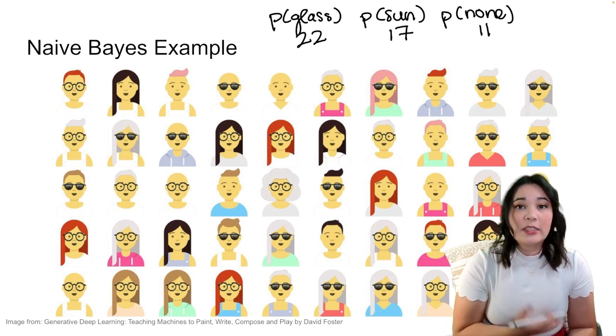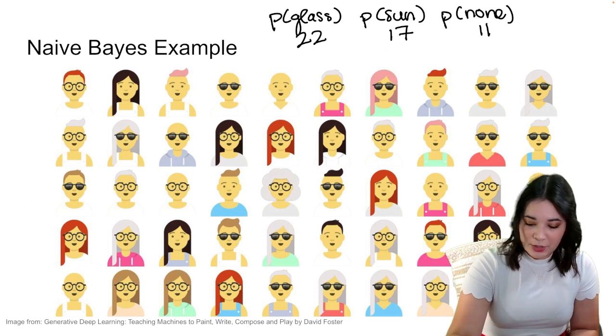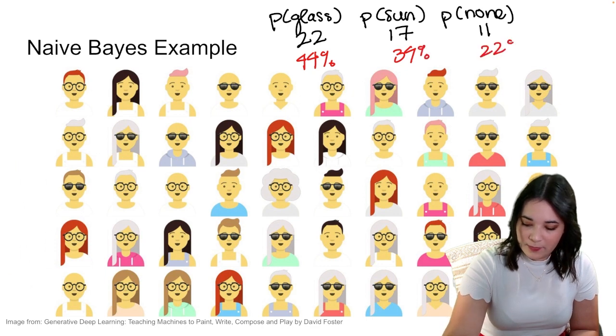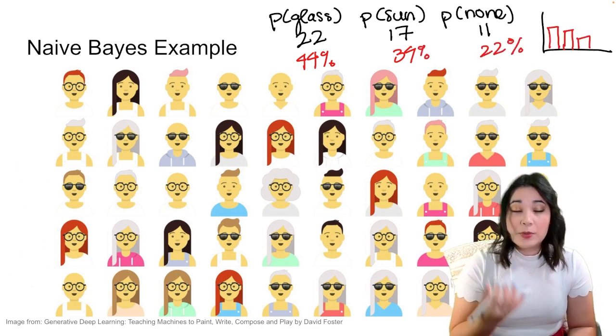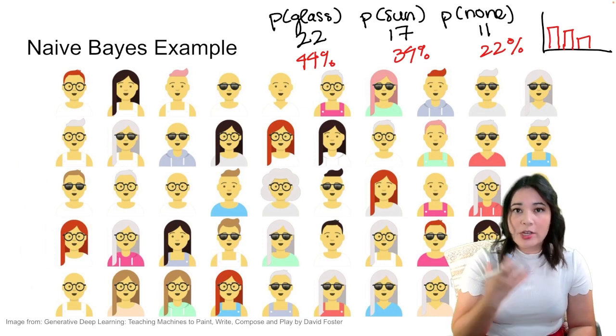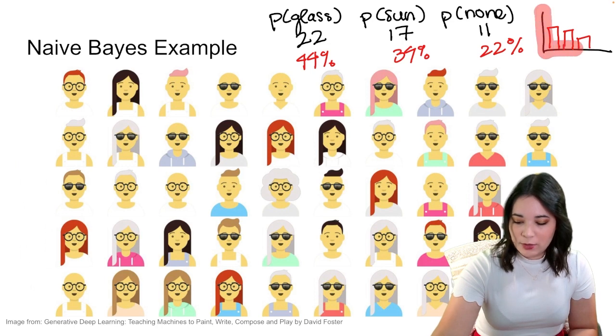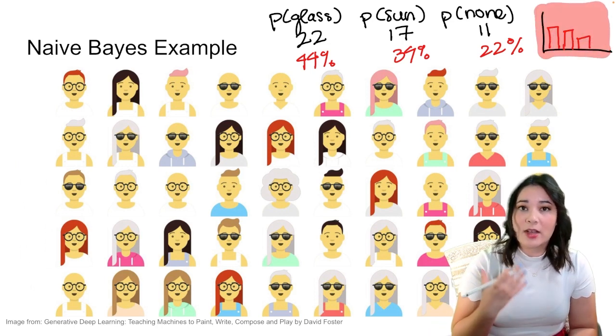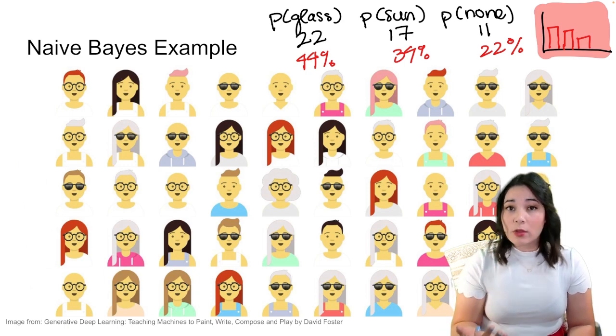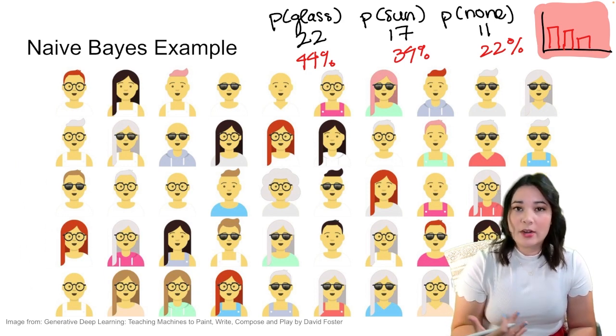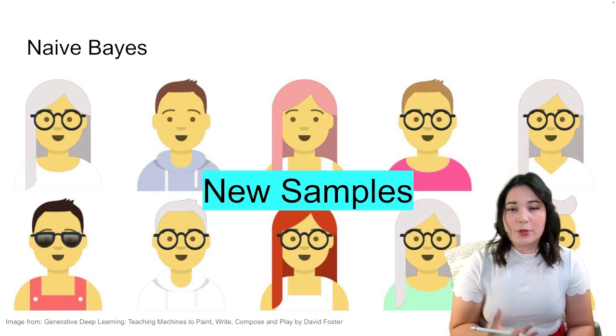To convert to probabilities, all we have to do is divide by 50. So this is going to be 44%, 34%, and 22%. You can see that we've explicitly learned a probability distribution. In other words, we're doing density estimation. We've learned a discrete distribution that describes how likely it is to have glasses, sunglasses, or none. And we can do this for all of the different features of the emoji, like their hair color. Now, once we've learned all of those, we can use those probabilities to generate new samples.